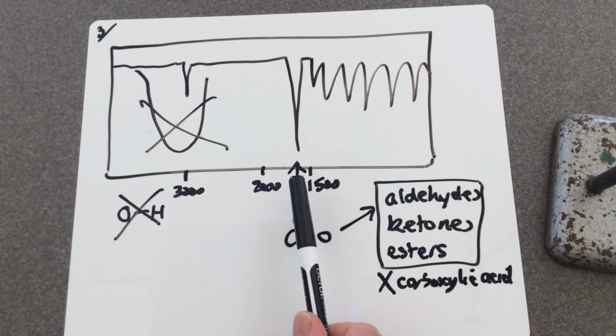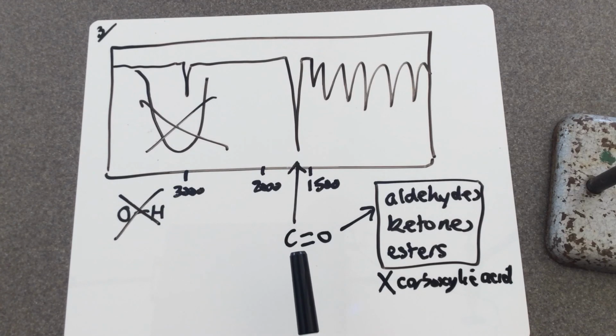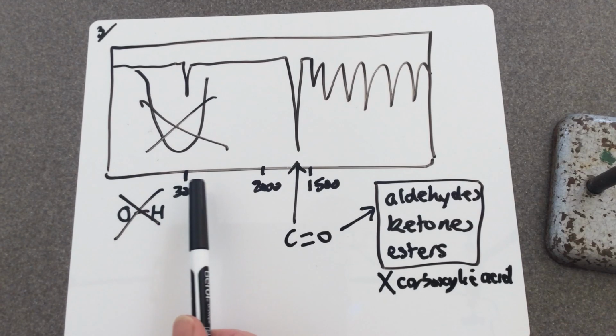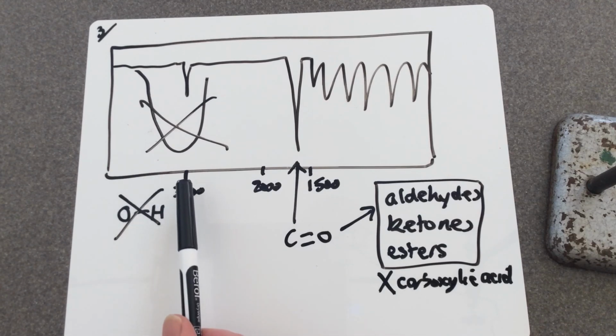Play it safe. So I would look at the data sheet, and I would be able to say, okay, in the range 1630 to 1820, I've got a C=O double bond. There is no OH bond present. Say what there is, and if necessary, say what there isn't.